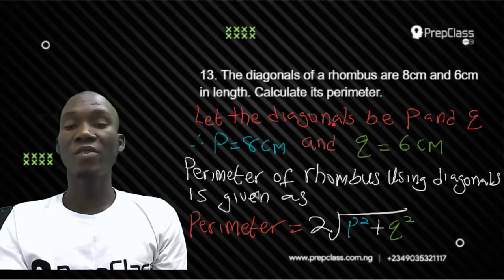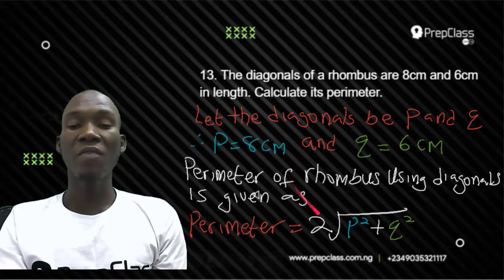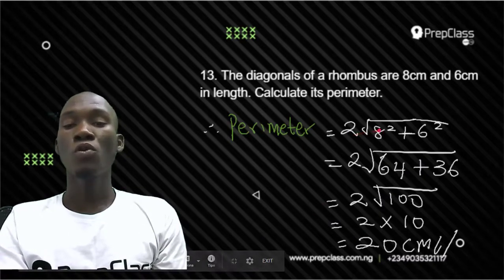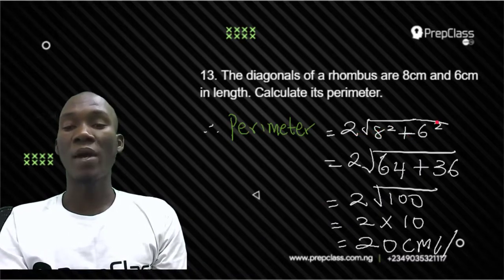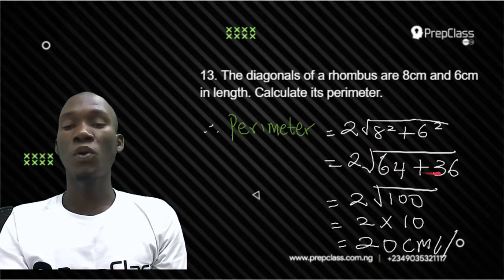So let the diagonals be p and q. We have p equals 8 cm and q equals 6 cm. Therefore, using the formula, the perimeter is equal to 2 root 8 squared plus 6 squared. That is, the diagonals: one is 8 and the other is 6. So 8 squared is 64, 6 squared is 36. So this is giving us 2 root 64 plus 36.